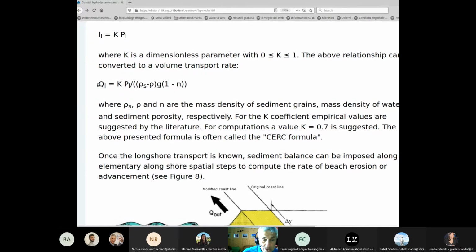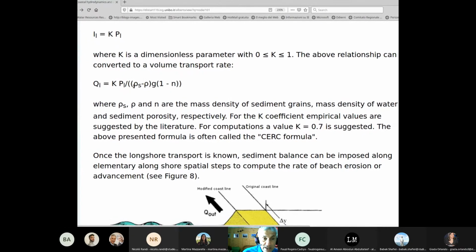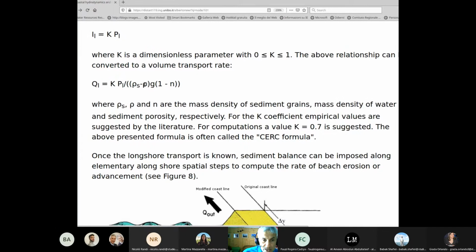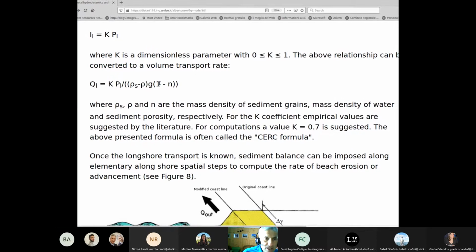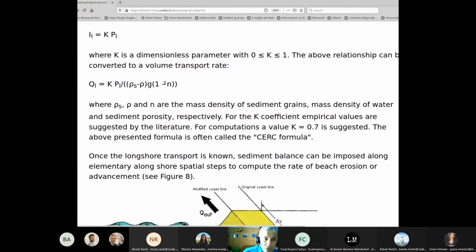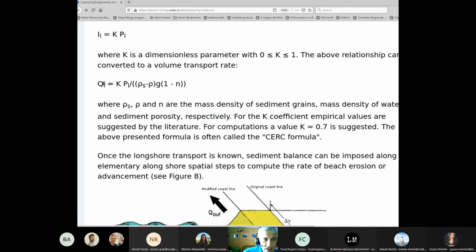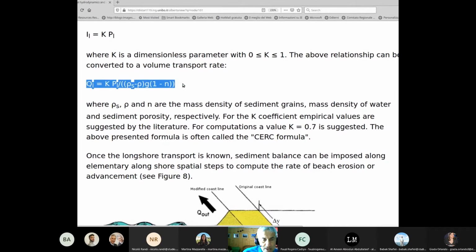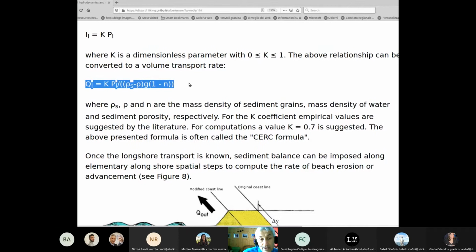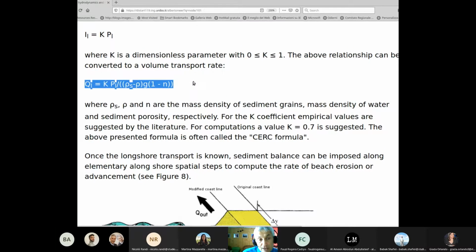So this relationship, which takes into account, again, the mass density of the sediment, the mass density of the seawater, the gravity, and the porosity n, is a simple relationship that allows you to pass from the transport rate in terms of weight to the transport rate in terms of volume.